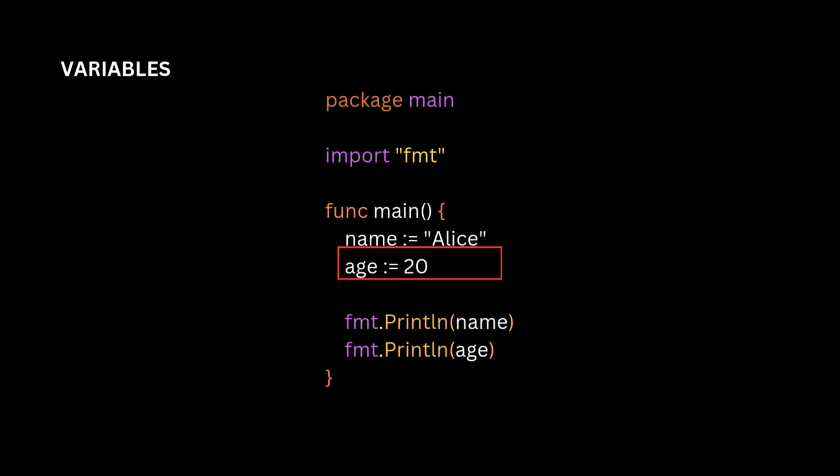One of the best features of Go is that it automatically detects the data type. We don't have to explicitly say whether it's a string or an integer. The compiler figures it out for us. We can then use fmt.Println to print the values stored in these variables.